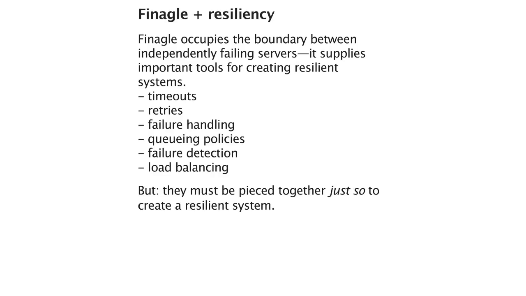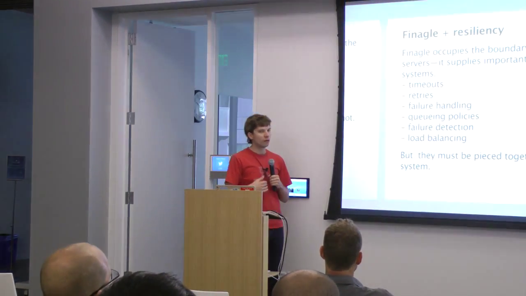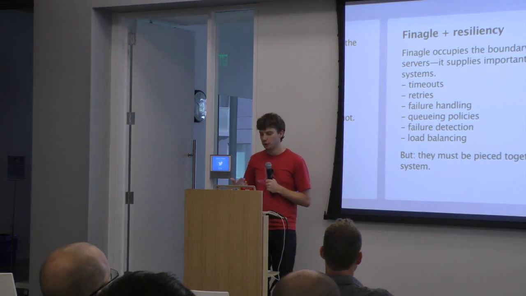So why is this important for Finagle? Well, Finagle has an exalted position here because I like to say that it occupies the boundary between independently failing servers or mutually hostile states or whatever. Finagle is that buffer, basically. And Finagle provides a lot of the important tools that you can use to create resilient systems. These are things like timeouts, failure detection, load balancing, queuing policies, and so on and so forth.